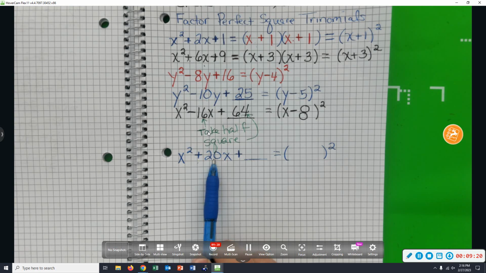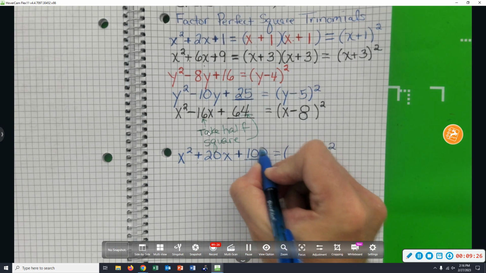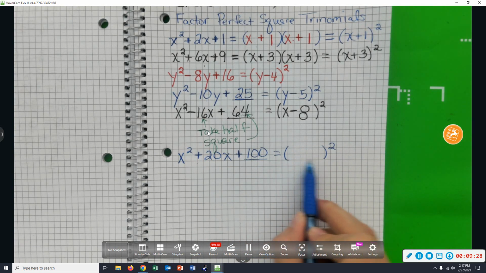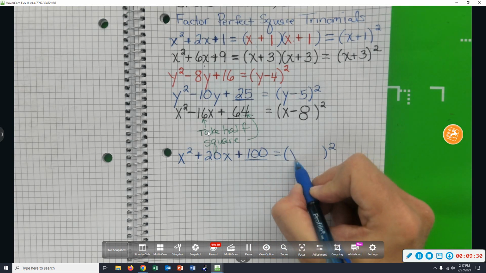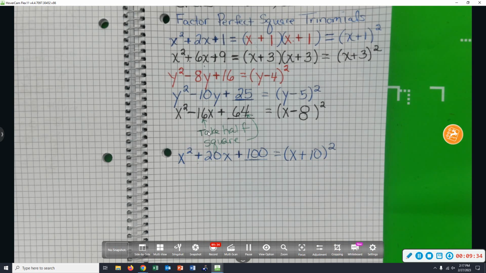10. 10 squared is 100. So what would this factored form be right here? X plus 10 times x plus 10. The 10 times 10 would give you the 100. The 10 plus 10 would give you a 20. And it's hard to conceive at this point that this is going to have something to do with circles and equations of circles. But just bear with me.